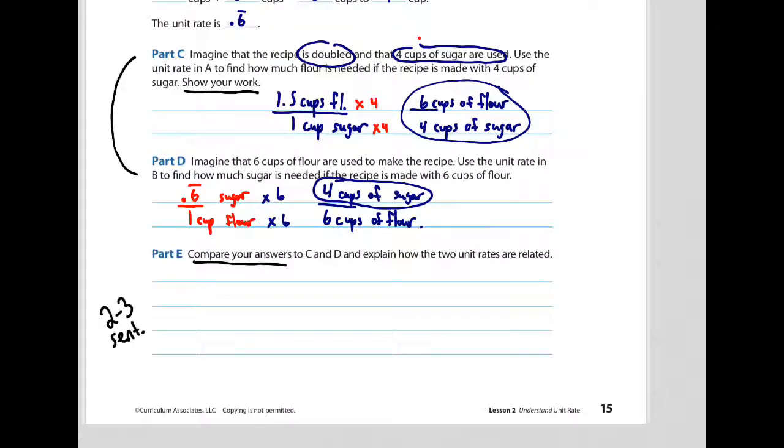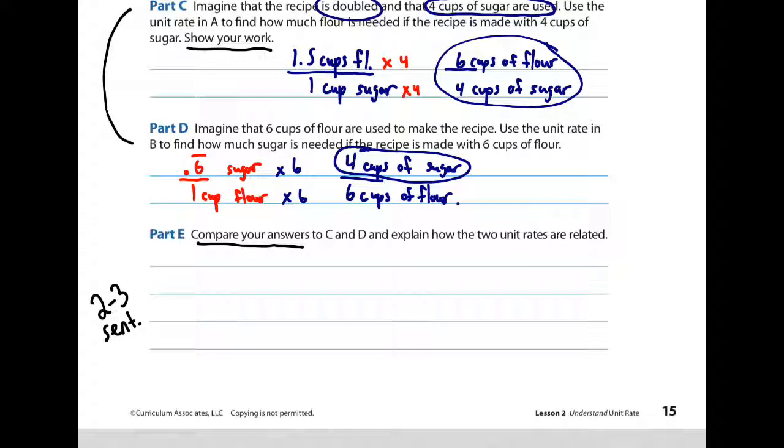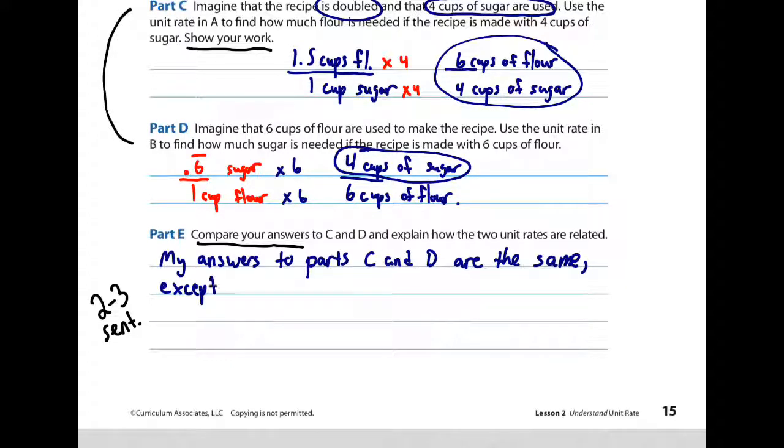Now notice, I don't know if you noticed, in part D and part B, they kind of look similar. So part E says compare your answers to C and D and explain how the 2 rates are related. So what I'm going to say here is, notice they're both the same answer except the ratios are flipped. All right? So that's all I'm going to write. I'm going to say my answers to parts C and D are the same, except the numbers are flipped.